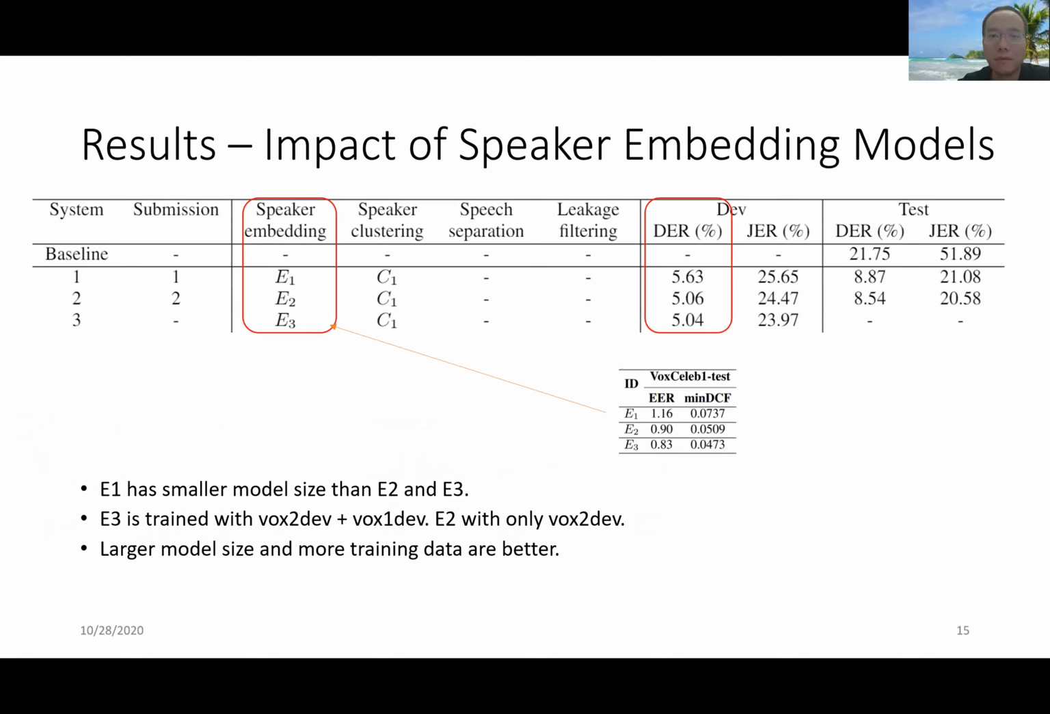First, let's look at the impact of the speaker embedding model. As shown in the table, there is a high correlation between the equal error rate and the DER, meaning that the speaker diarization and the speaker verification tasks are highly related. The best model has a larger size and is trained with more data.